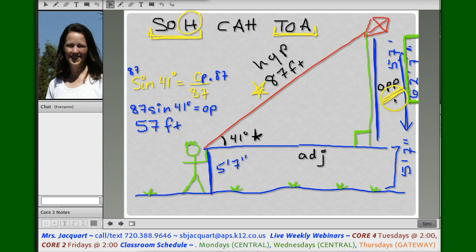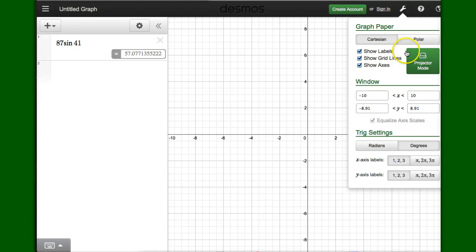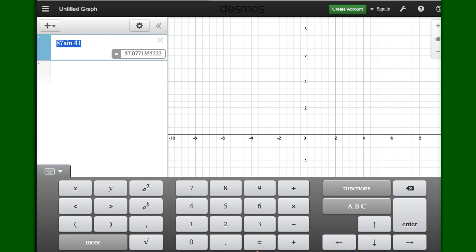And then the opposite is what I want to find out. So I'm going to look at my SOHCAHTOA. SO and TOA have my opposite, but SO is the one that has a hypotenuse in it. Okay, that means the sine of 41 equals opposite over 87. Plug this in your calculator, so let's go to calculator. Make sure your calculator is in degrees, and then you're going to type in sine. You can do 87 times sine of 41, and it gives you 57, and that means 57 feet.